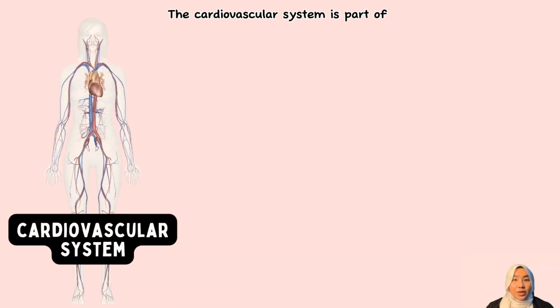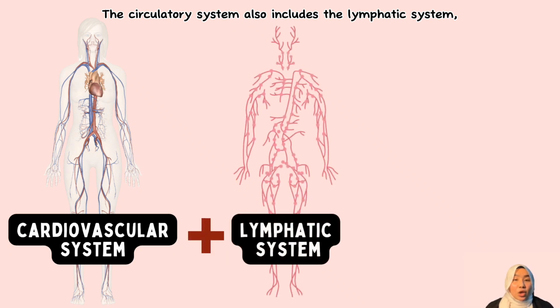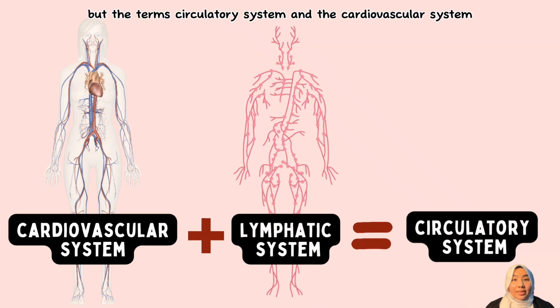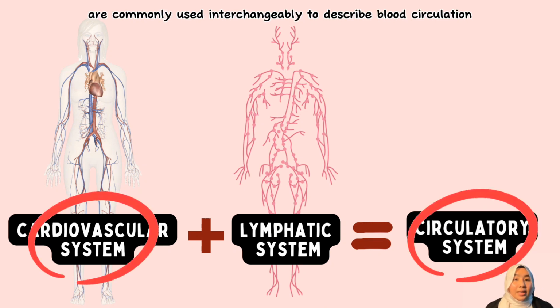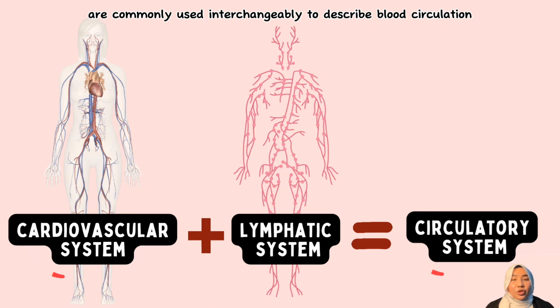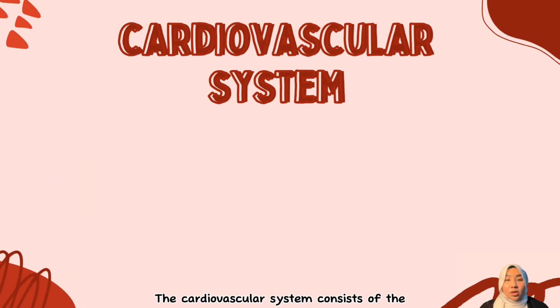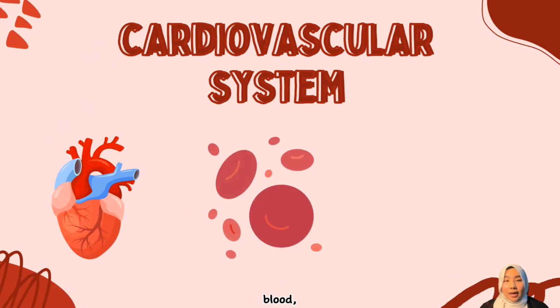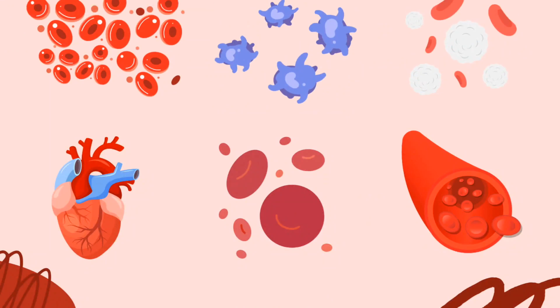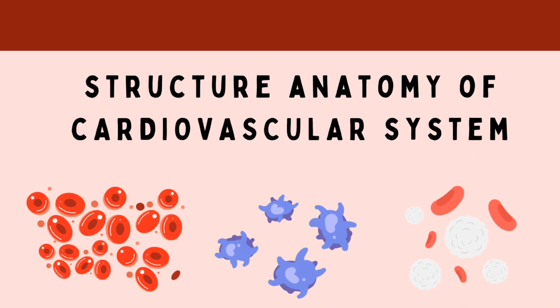The cardiovascular system is part of the circulatory system that circulates blood. The circulatory system also includes the lymphatic system, which circulates lymph, but the terms circulatory system and cardiovascular system are commonly used interchangeably to describe blood circulation. The cardiovascular system consists of the heart, blood, and blood vessels. Let's move on to the structure and anatomy of the cardiovascular system.